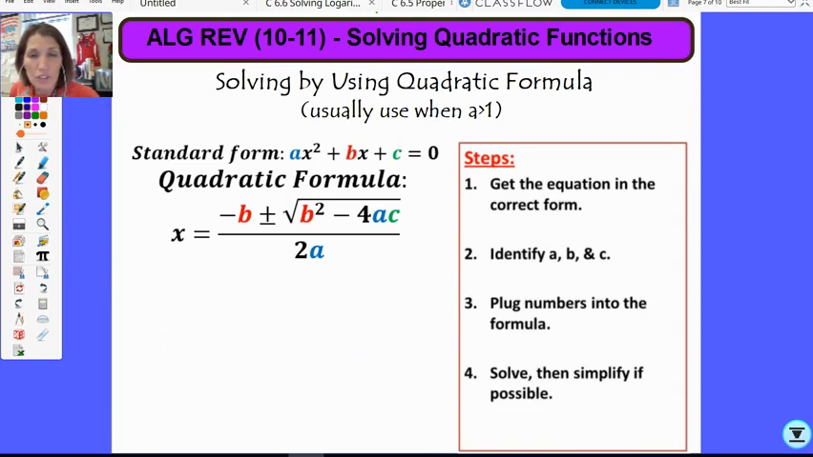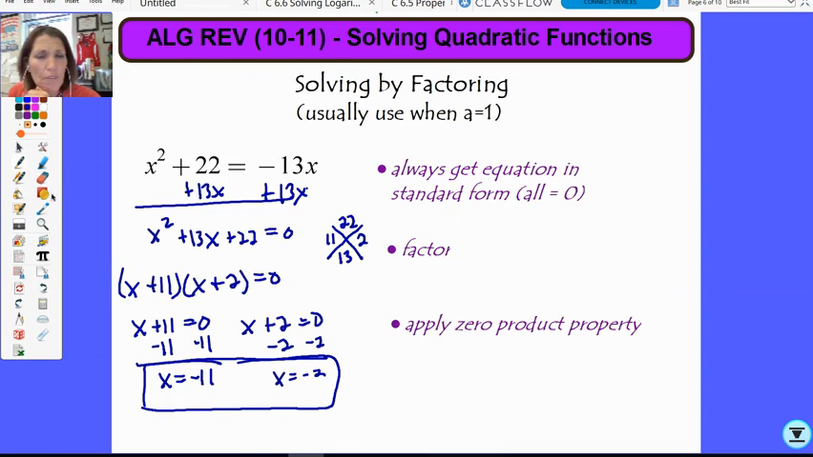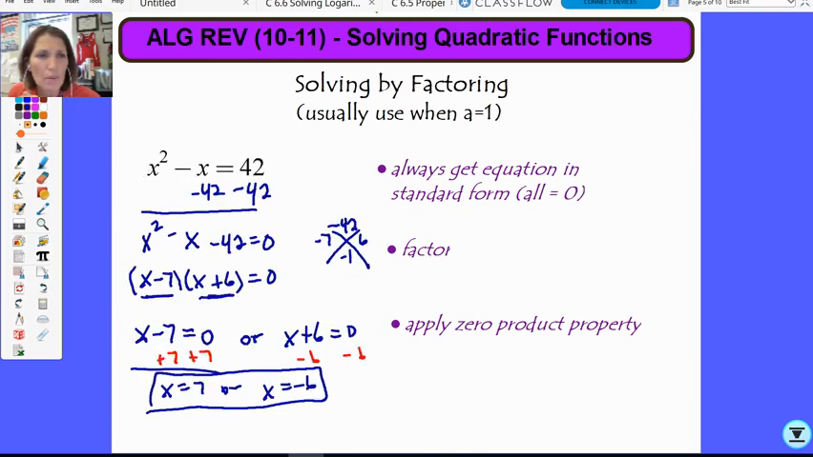So next thing we can use, so that's factoring. Next thing we can use is called the quadratic formula. Usually when I'm factoring like this, I only solve by factoring when I have no number in front of my x squared term. That's really nice. No number in front of my x squared term.